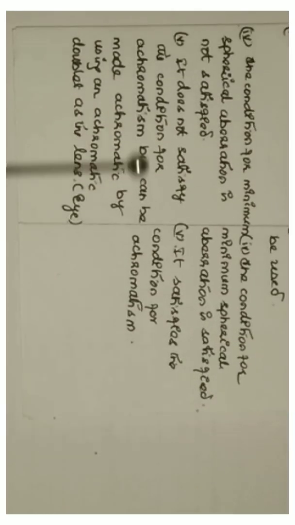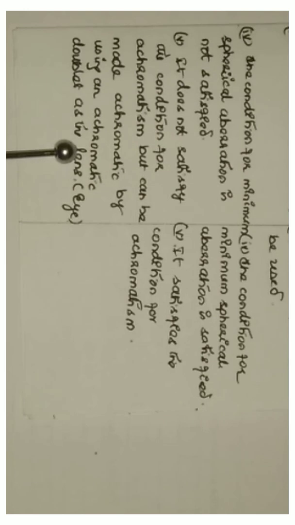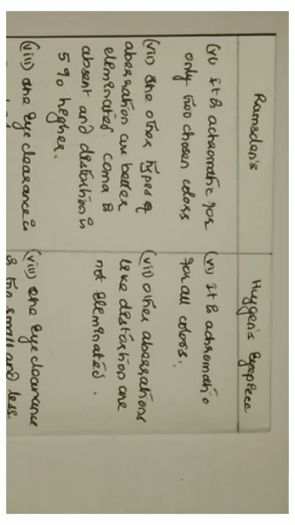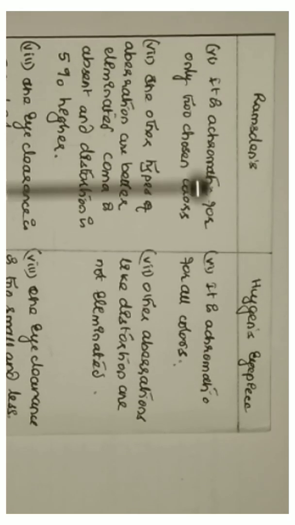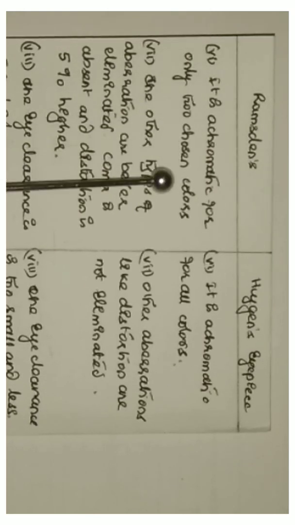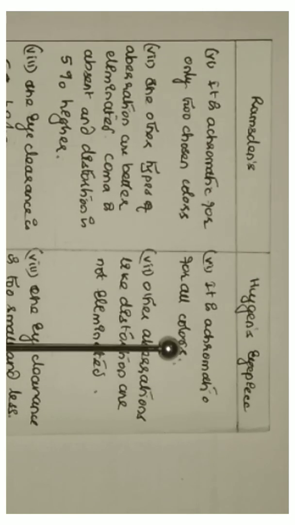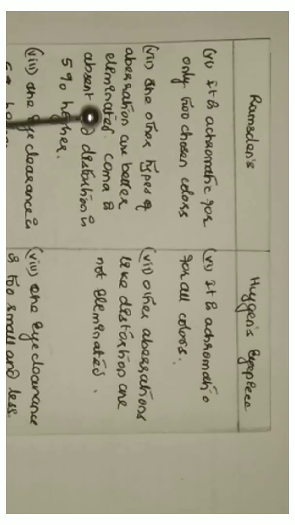It does not satisfy the condition for achromatism, but can be made achromatic by using an achromatic doublet as the lens, that is for the eye lens, and it satisfies the condition for achromatism. For Ramsden's eyepiece, it is achromatic only for two chosen colors. For Huygens eyepiece, it is achromatic for all the colors. The other types of aberrations are better eliminated.